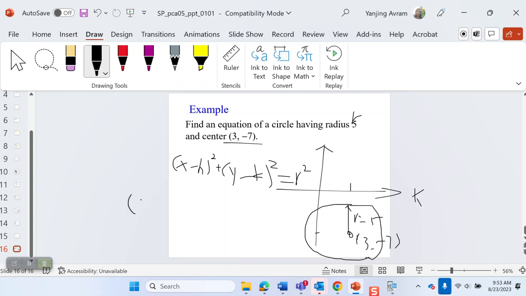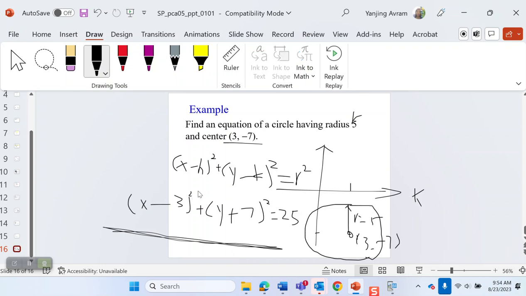So what is my equation here? h is 3, so this is (x - 3)^2, plus (y - k)^2. k is -7, so minus -7 will be plus 7, squared, and then equal to r squared. r is 5, so 5 squared is 25. I can leave it as it is because this is the standard formula for the circle. So that is my circle formula, and you can see we have the circle in here.